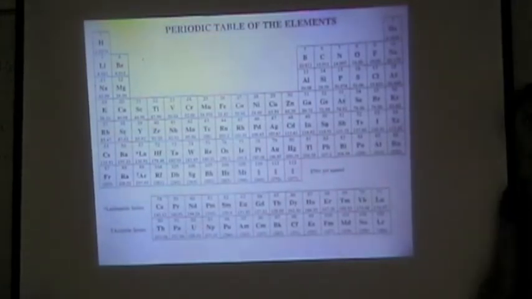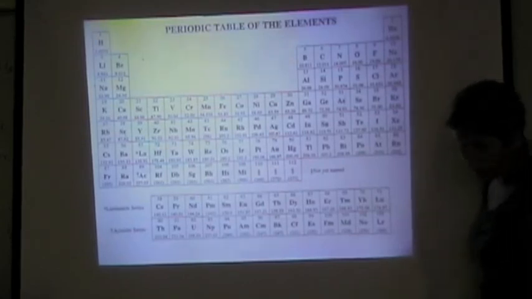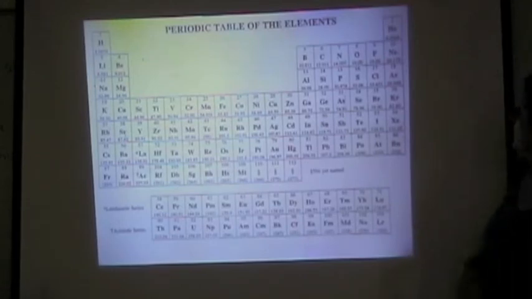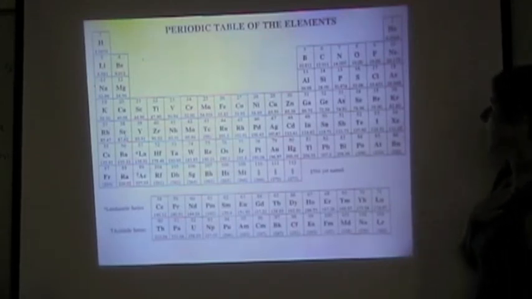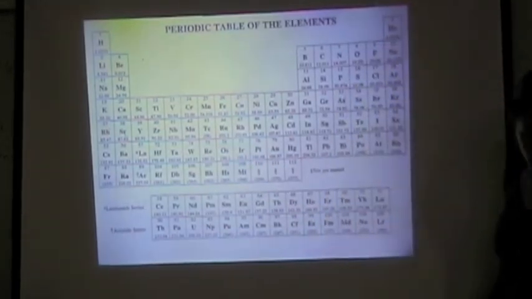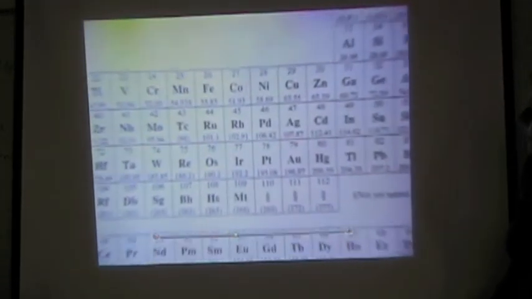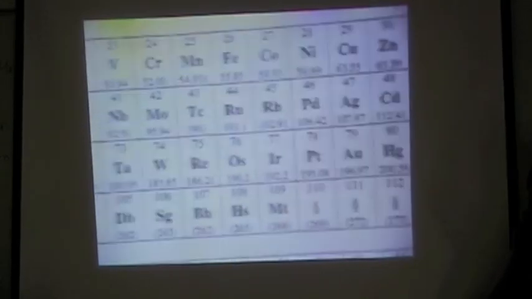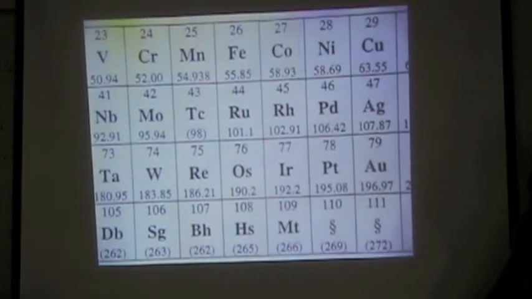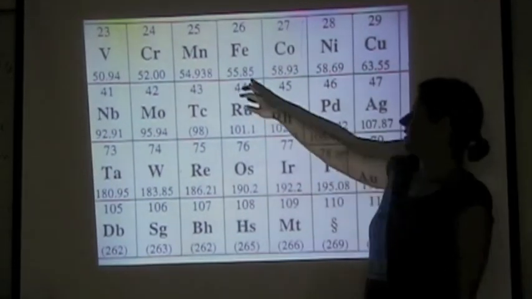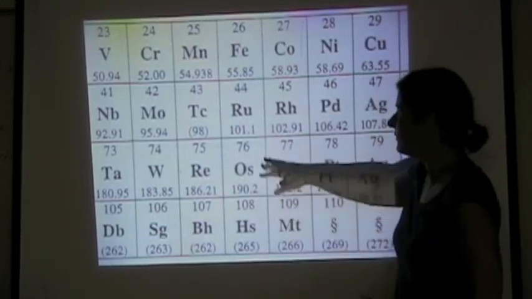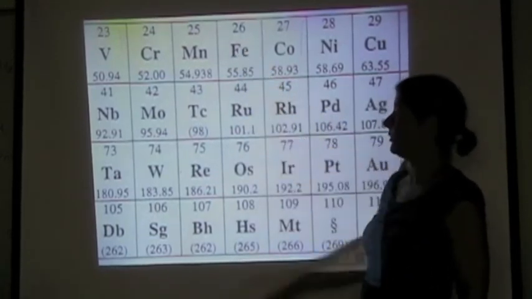Okay, so atomic number tells us the number of protons that are in the atom of a particular element. So if we look at iron, here's iron. I'm just going to zoom in on iron. How do I know it's iron? Well, I just know Fe is iron. You guys have a periodic table that lists the name of the element as well as its symbol.